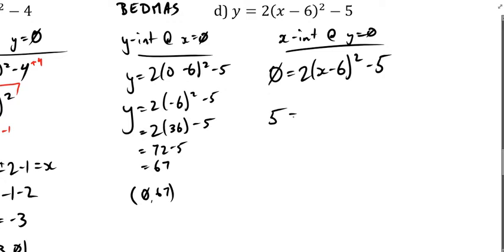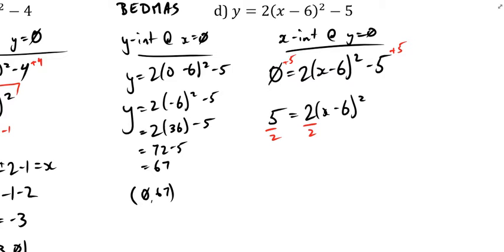Bring the 5 over. What would I do next? Tara? Reverend Preet? Divide by 2. Because I don't want to take the square root of that 2 out front. I want to get everything over so I just have the squared part left on the one side. So 5 over 2 equals x minus 6 all squared.